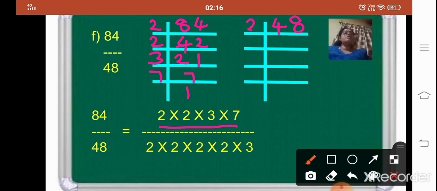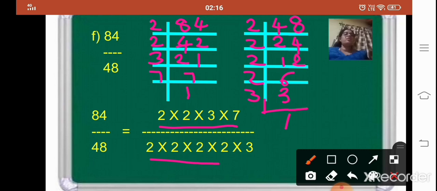Same with the next. 2 2s are 4. 2 4s are 8. 2 1s are 2. 2 2s are 4. 12 again divisible by 2. 2 6s are 12. 2 3s are 6 and 3 1s are 3. So 2 into 2 into 2 into 2 into 3. These are the prime factors.